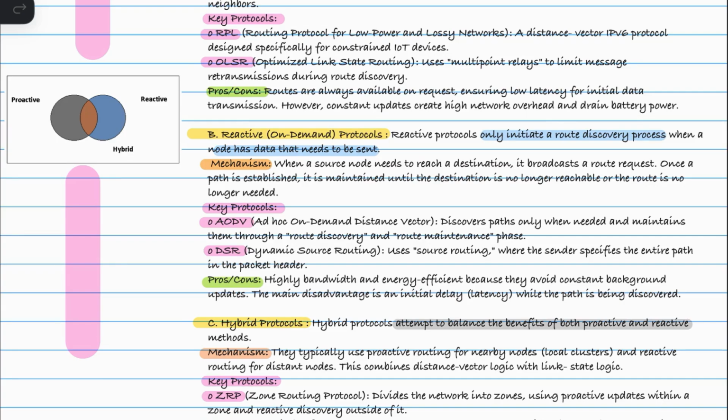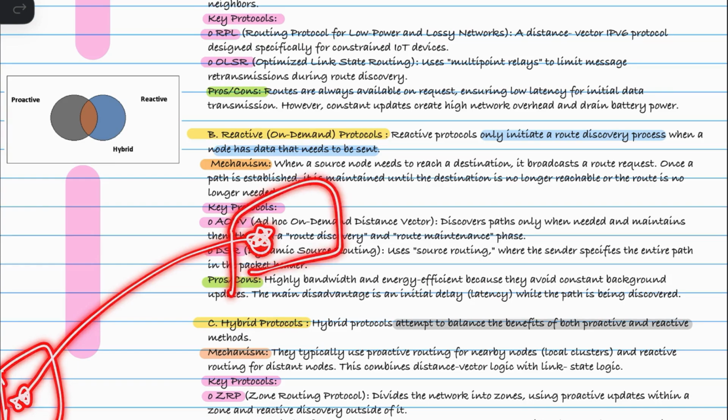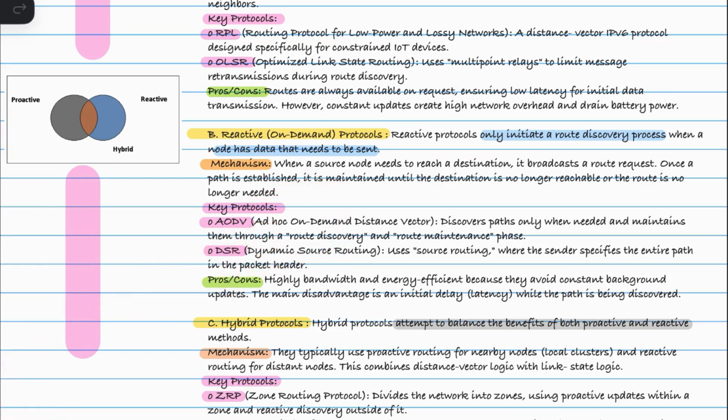However, if it needs to route a message, for example there is one node and it needs to route the message to a distant node across the network, then what happens? It switches to the reactive mode, initiating on-demand route discovery only. All right, so there are a few protocols in this as well. We'll talk about ZRP, that is Zone Routing Protocol. This is the gold standard example.